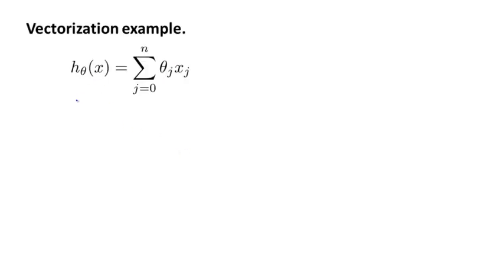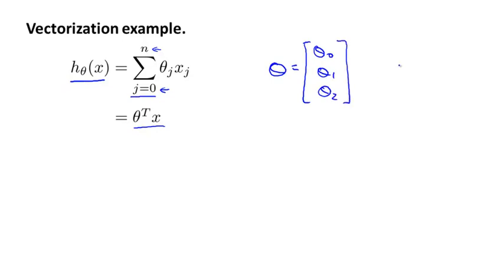Here's our usual hypothesis for linear regression, and if you want to compute h of x, notice that there's a sum on the right, and so one thing you could do is compute the sum from j equals 0 to j equals n yourself. Another way to think of this is to think of h of x as theta transpose x, computing an inner product between two vectors, where theta is your vector, say theta 0, theta 1, theta 2, if you have two features, if n equals 2, and x is this vector, x0, x1, x2. These two views can give you two different implementations.